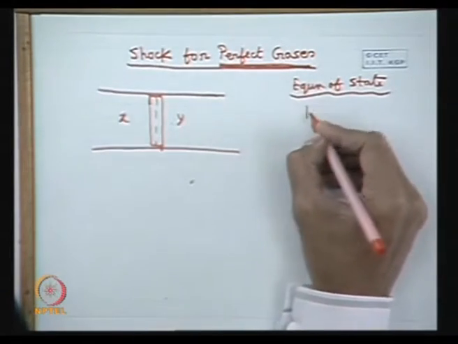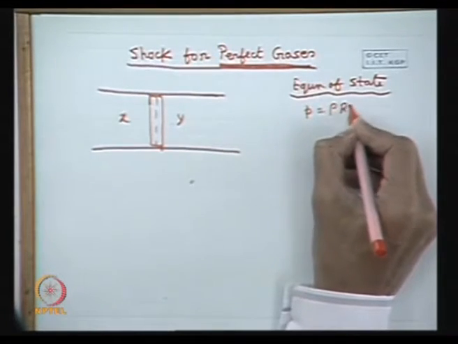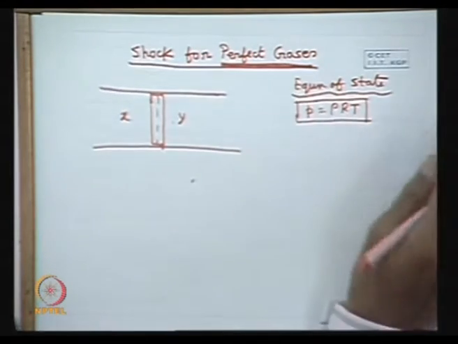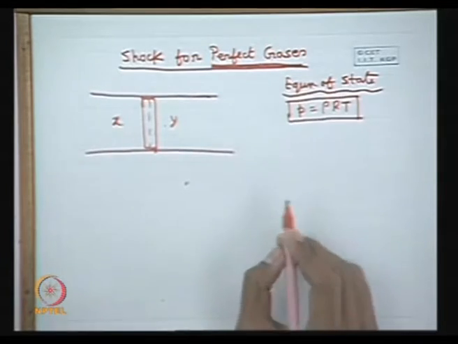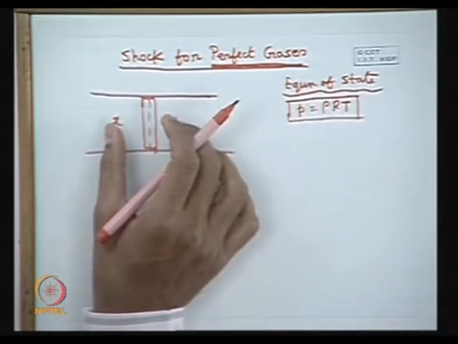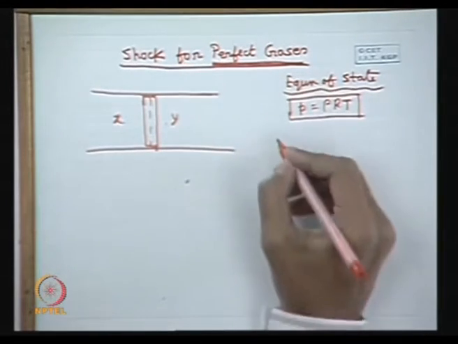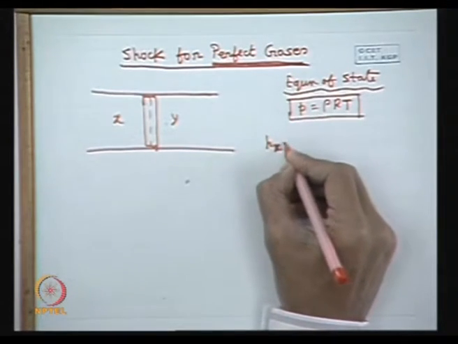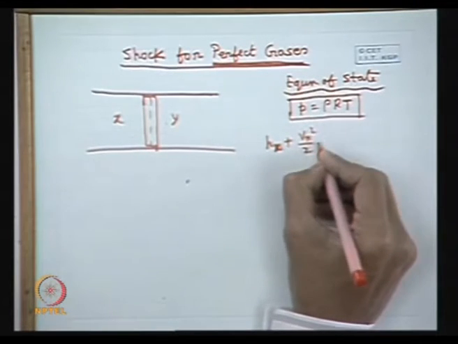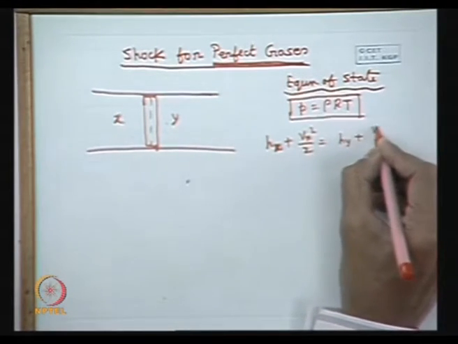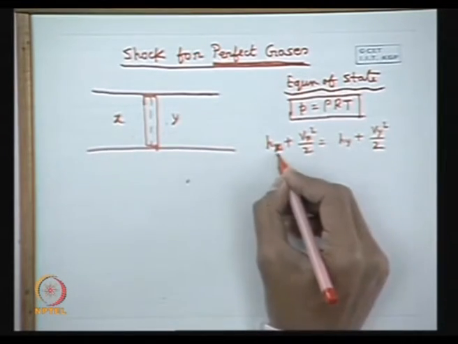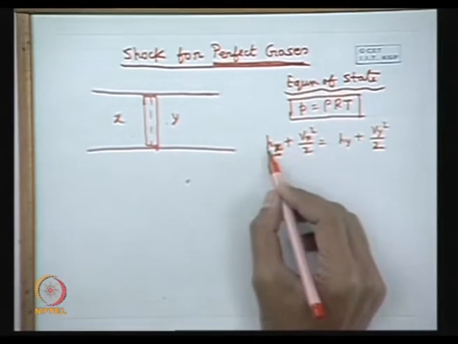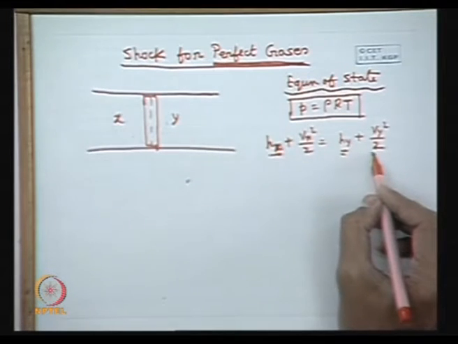In that case, we can write the equation of state as P is equal to rho RT, and all other hypotheses leading to other thermodynamic property relations for perfect gases can be used. Now, let us exploit all those property relations to find out the relationship between flow properties across a shock wave. So, if you recall, we first started with the energy equation, hx plus vx square by 2 is equal to hy plus vy square by 2. That means, x refers to the upstream section, that is the enthalpy, plus the velocity head, that is kinetic energy per unit mass, is equal to hy plus vy square by 2.